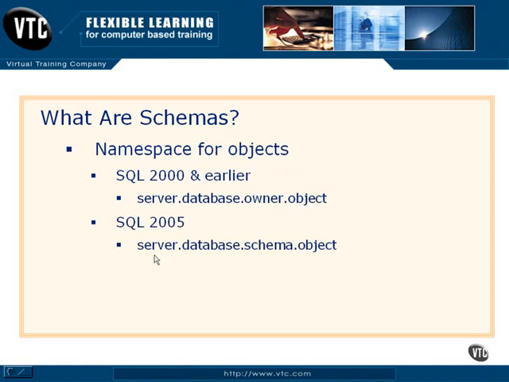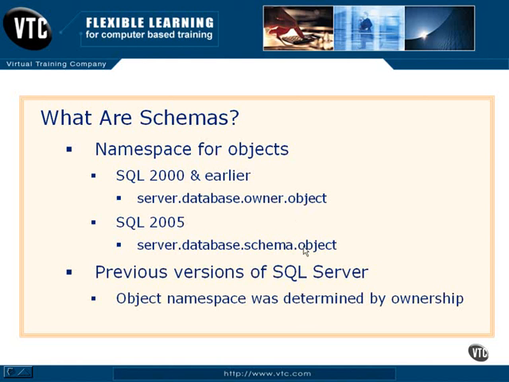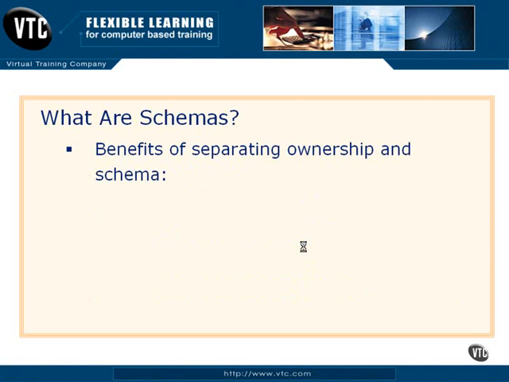We now refer to them as server.database.schema.object. So now a particular table is a part of a particular schema, not just simply based on the fact that it is owned by a certain person. This created certain problems that I'll talk about in just a few minutes. In previous versions of SQL Server, object namespace was determined by ownership. Now it's determined by schema.